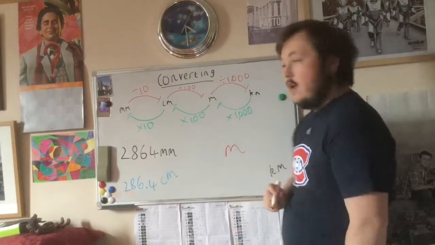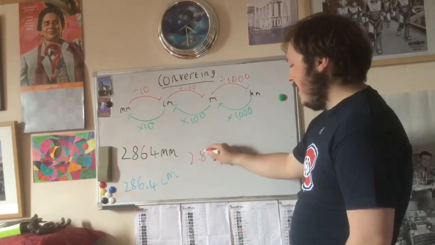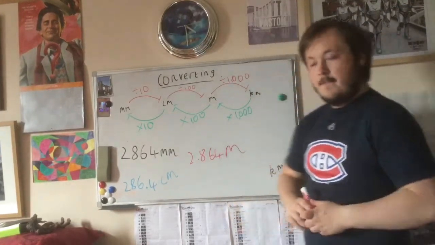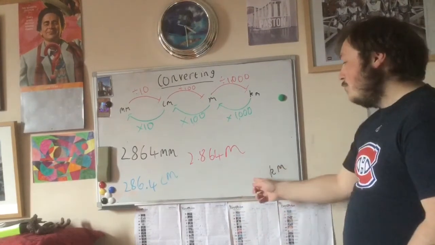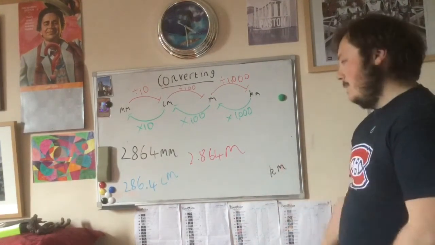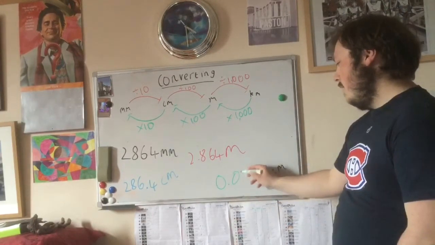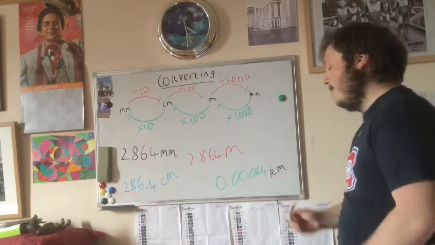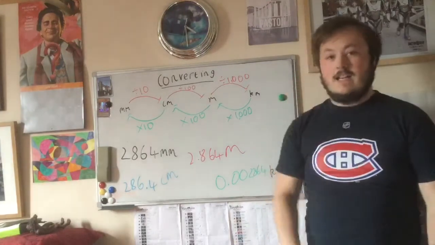The next thing we have to do is divide it by 100 to work out how many metres it is. So when we divide it by 100, it becomes 2.864 metres. Finally, we divide that by 1,000 to get it in kilometres. So it becomes 0.0002864 kilometres. That is tiny.